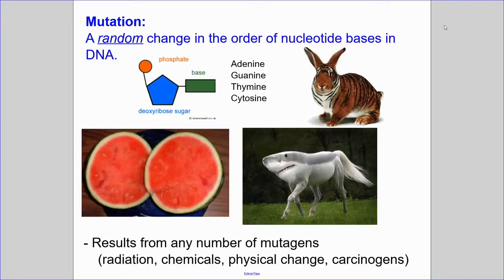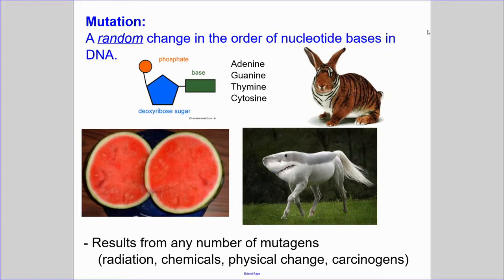So let's get started. All right, so a mutation is a random change in the order of nucleotide bases in DNA. That random is a very key word. We can genetically modify things in a lab, which is the case of the seedless watermelon, but for our purposes, we're going to think of mutations as a very random change to the sequence of those bases, those A's, those T's, those C's, and those G's.